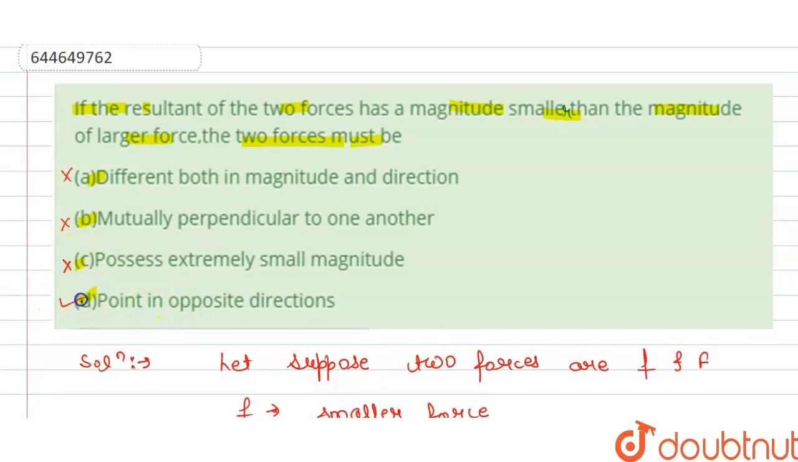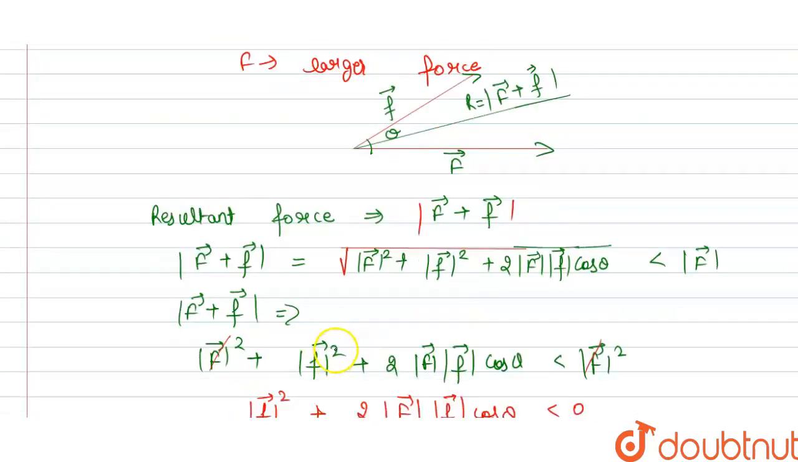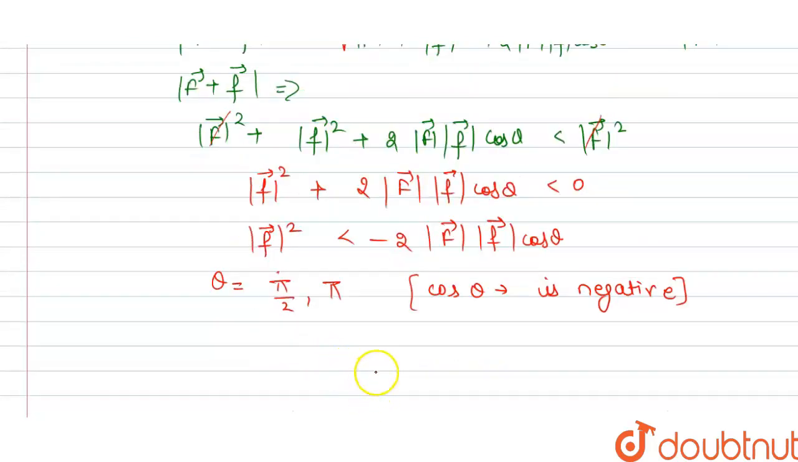And pointing in the opposite direction, this is correct here. If they point in opposite directions, if one force is acting in this direction and one force in this direction, then by subtracting we get a smaller resultant force. So our option D is correct.